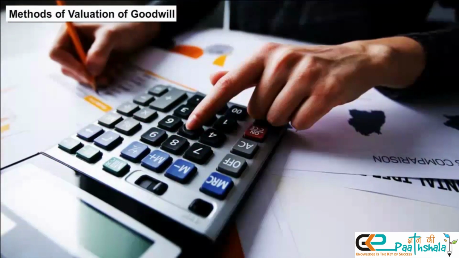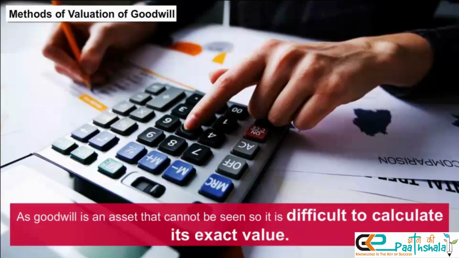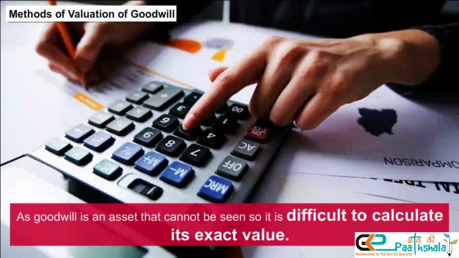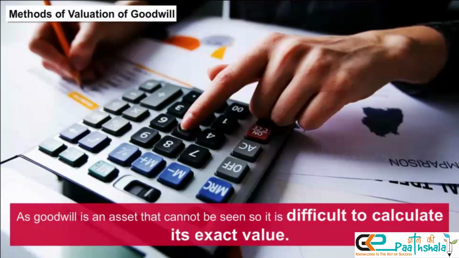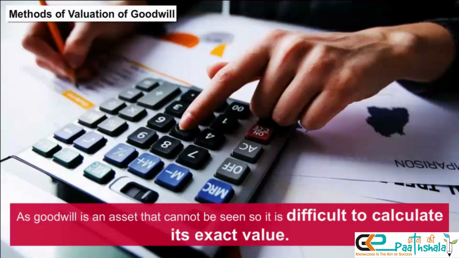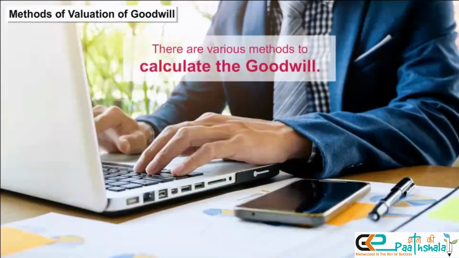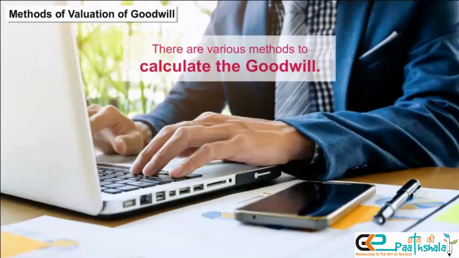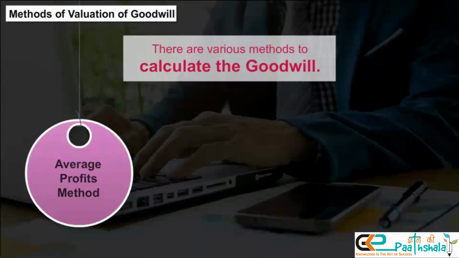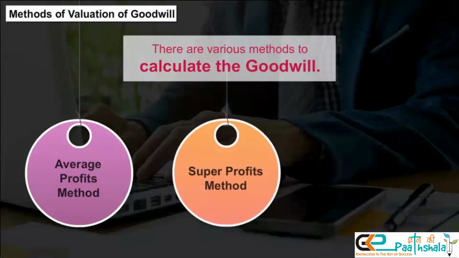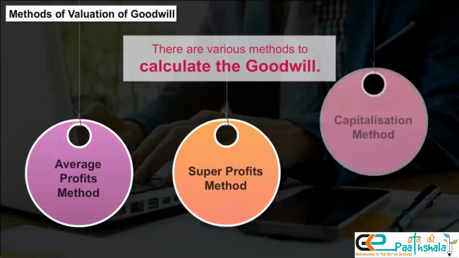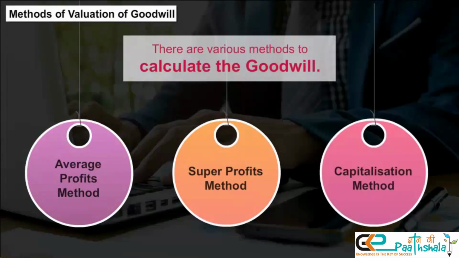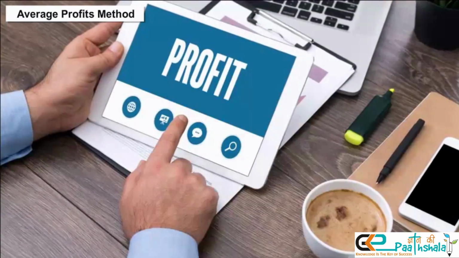Methods of valuation of goodwill. As goodwill is an asset that cannot be seen, it is difficult to calculate its exact value. There are various methods to calculate goodwill: average profits method, super profits method, and capitalization method. Average profits method.